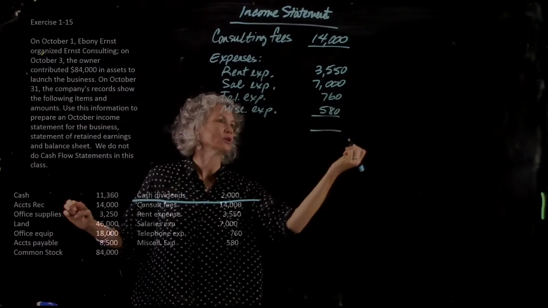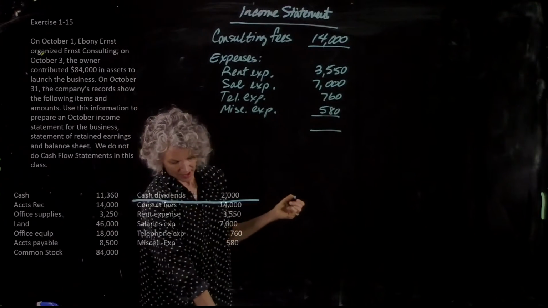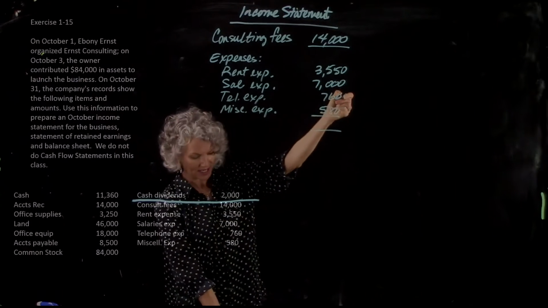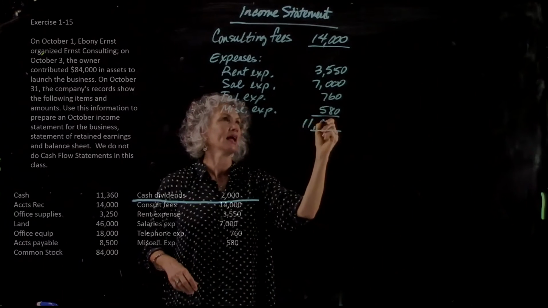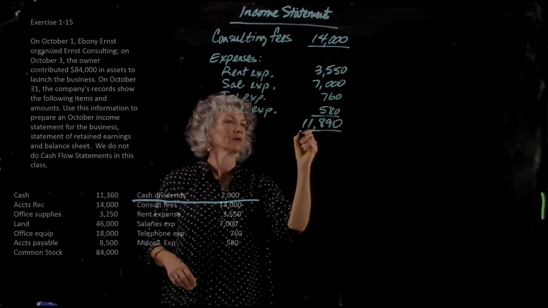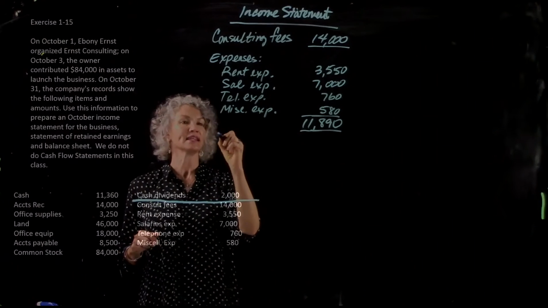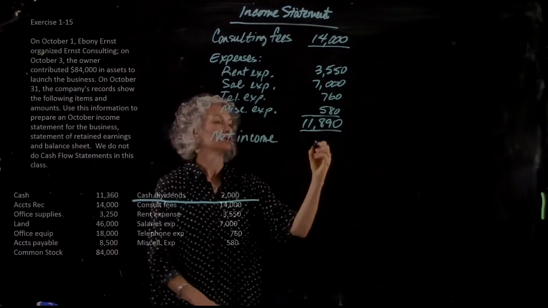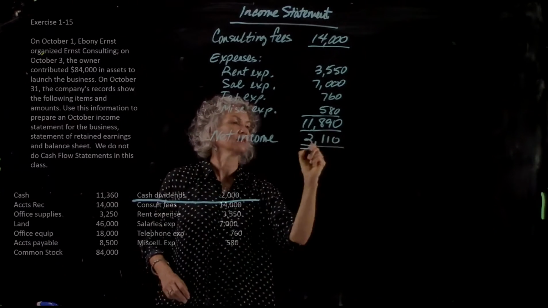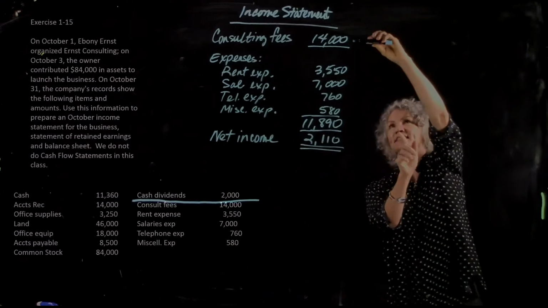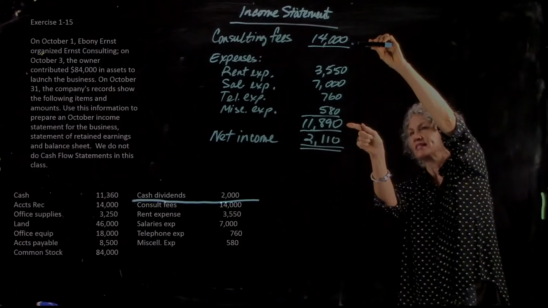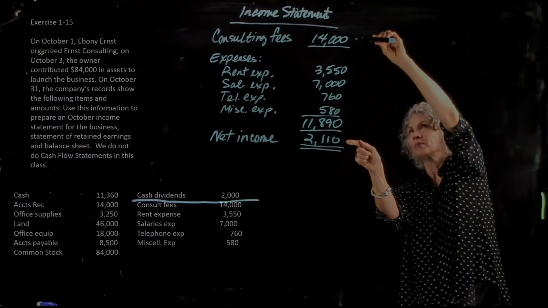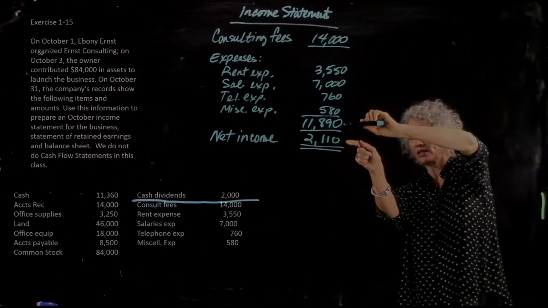Okay, so we need a total on our expenses. I'm showing 3,550 plus 7,000 plus 760 plus 580 is 11,890. Okay, so that makes net income work out to be 2,110. See, it's this subtotal minus this subtotal. So this is the subtotal of these items, and net income is total revenue minus total expenses.